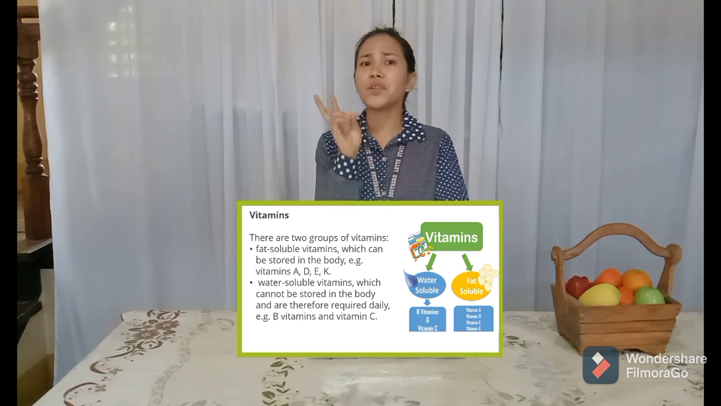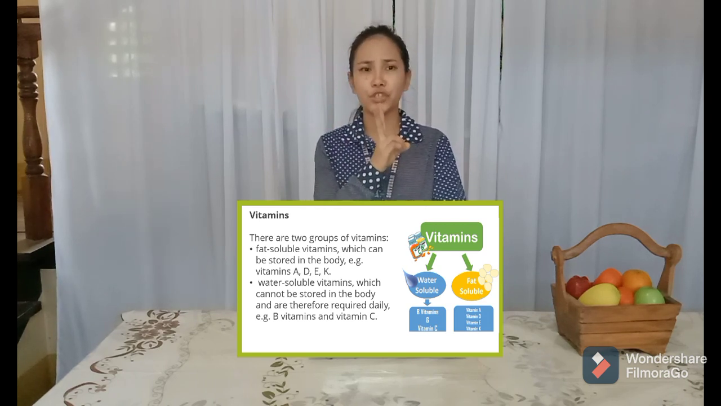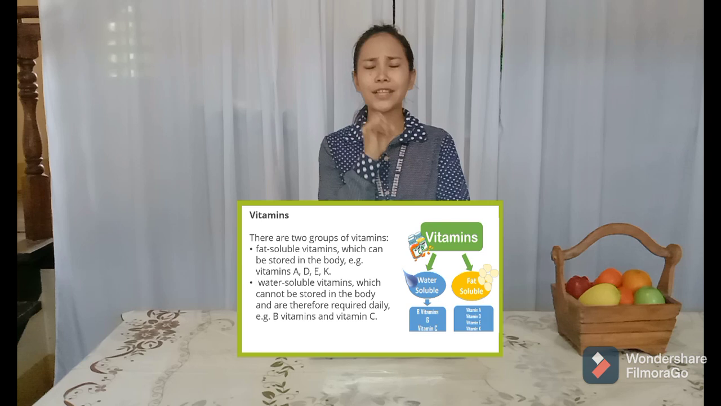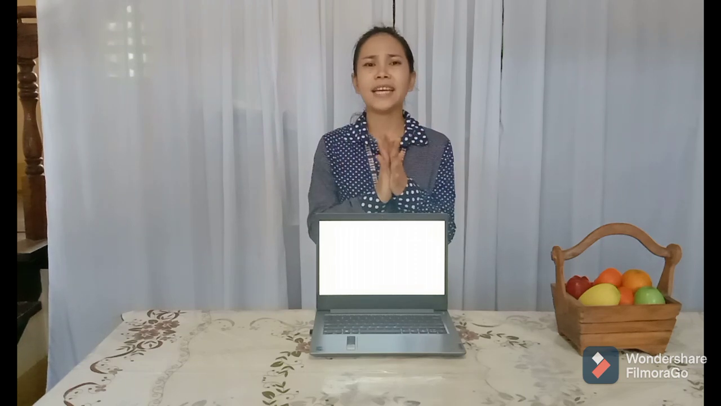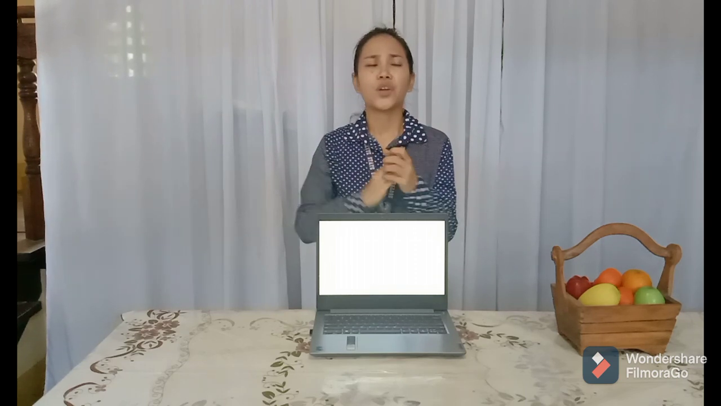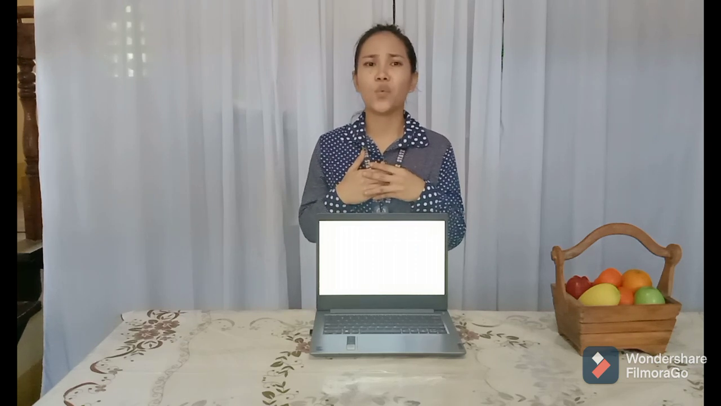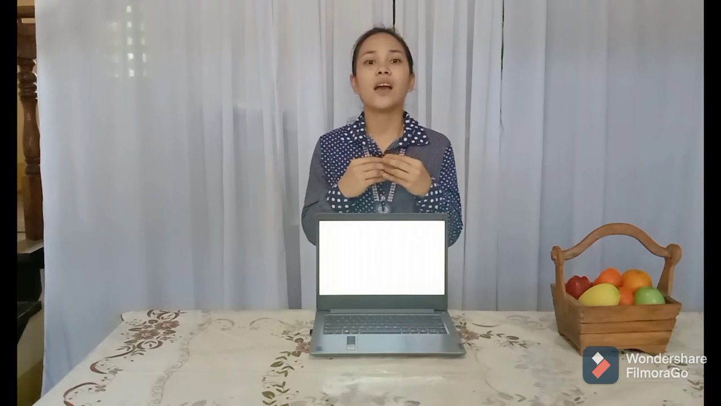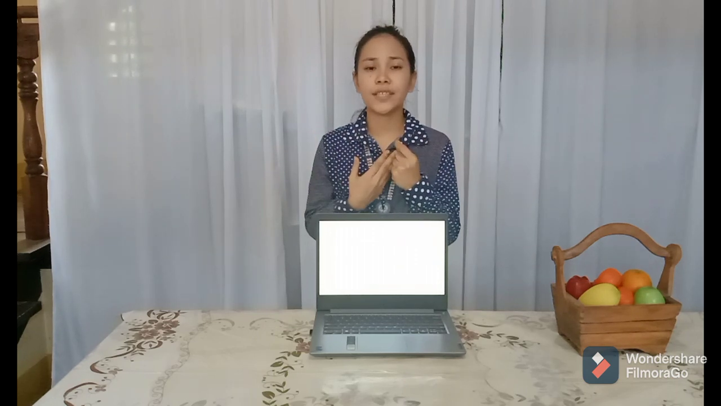There are also two types of vitamins, which are the fat-soluble vitamins and the water-soluble vitamins. Fat-soluble vitamins can be stored in the body, such as vitamins A, D, E, and K. Water-soluble vitamins cannot be stored in the body and are therefore required daily, such as vitamin C.